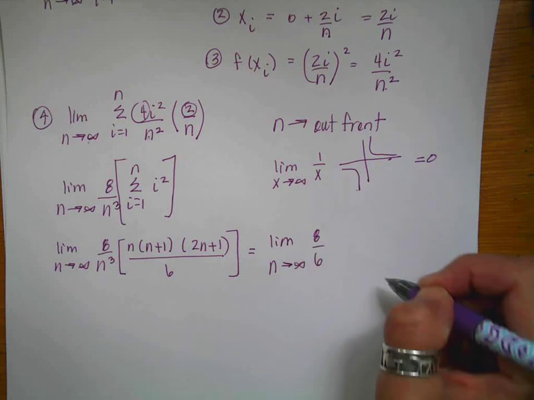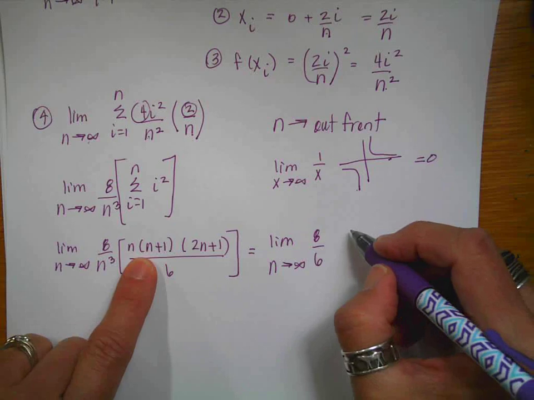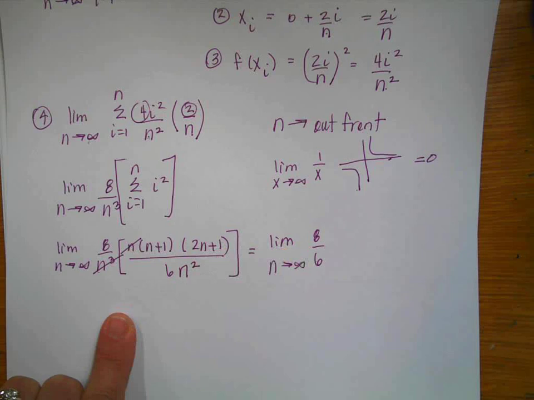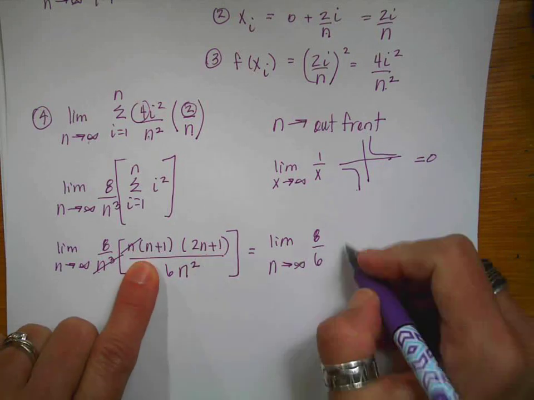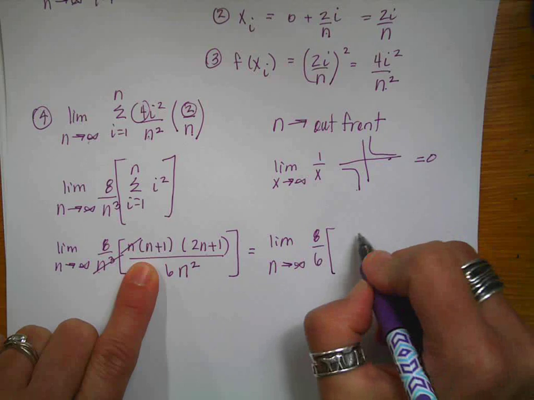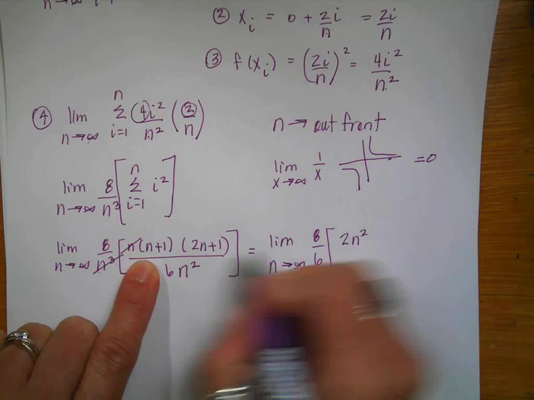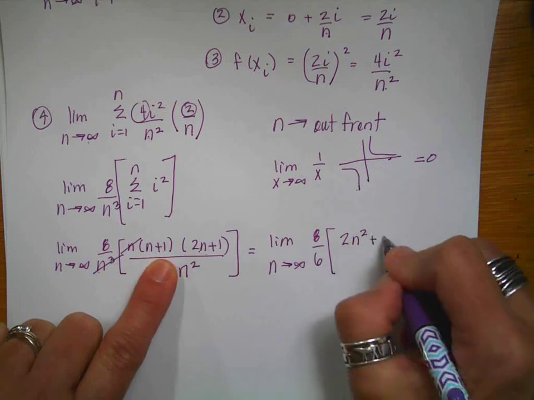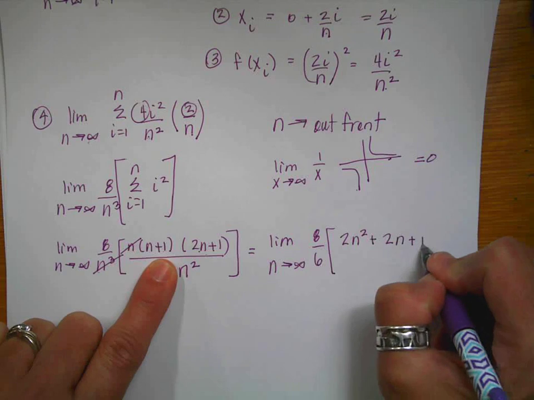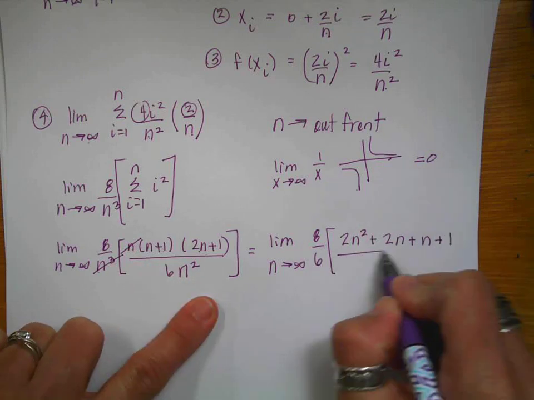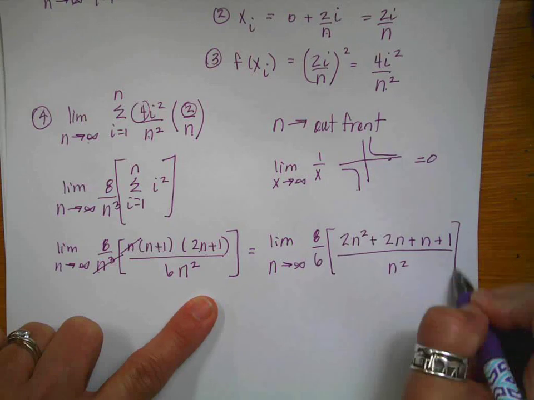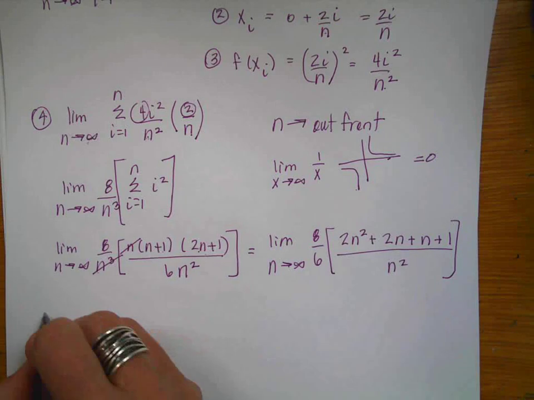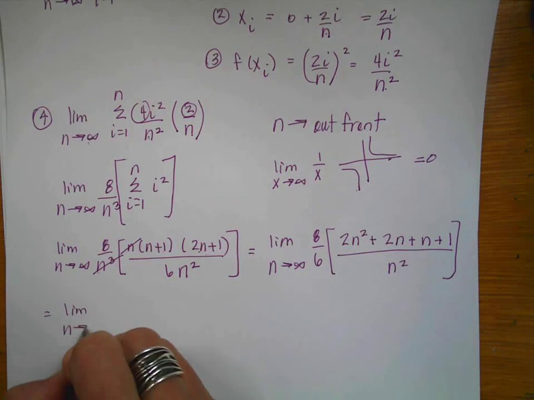So I'm going to rewrite this as the limit as n goes to infinity. I'm going to move the 6 out with the 8, okay? And then I'm going to cancel, and that's going to leave an n squared. And then I'm going to distribute. So I'm going to get times, and then in the numerator I have 2n squared, right, from here and here, and then plus 2n times 1 is 2n plus n plus 1, and it's all going to be over n squared. So now what I'm going to do is I'm going to split this up into individual terms.